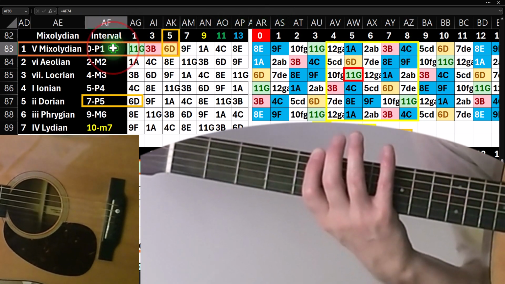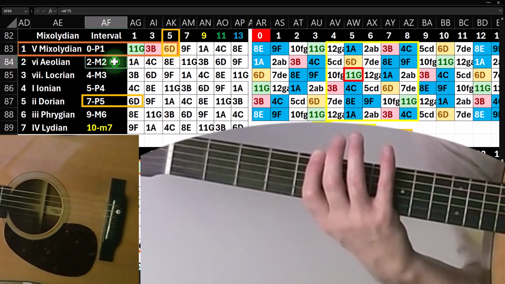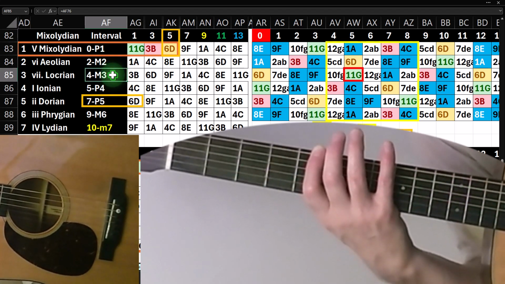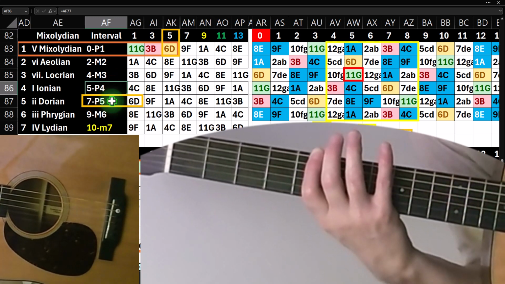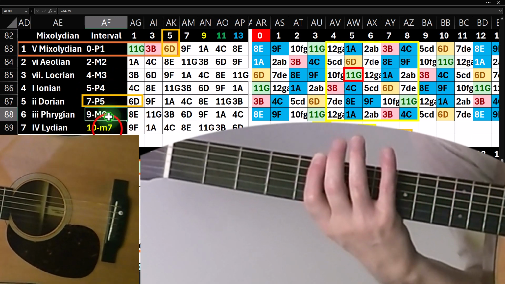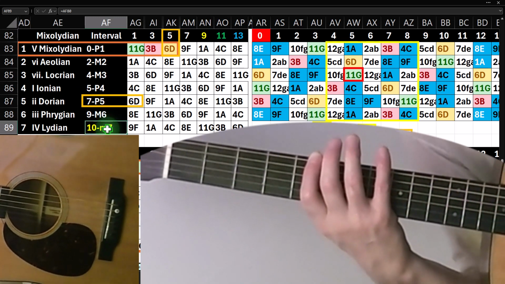So the Mixolydian has a perfect first, a 2-note away major second, same as the major scale, 4-note away major third, a 5-note away perfect fourth, same as the major, 7-note away perfect fifth, 9-note away major sixth, and then of course that flattened 10-note away minor 7.